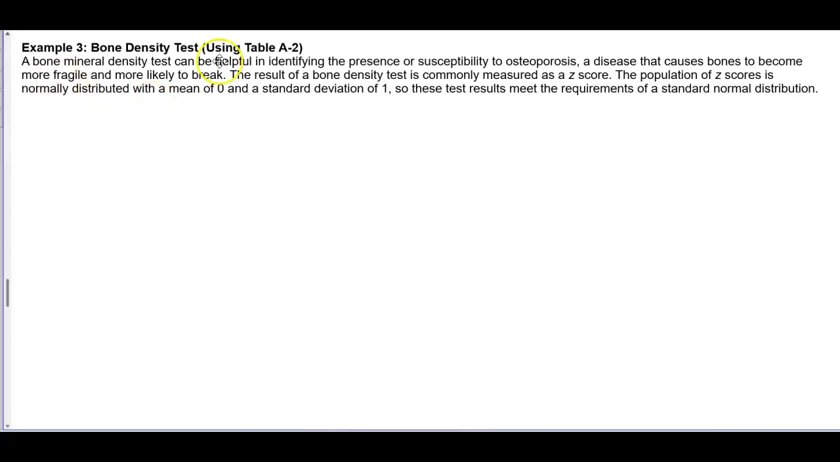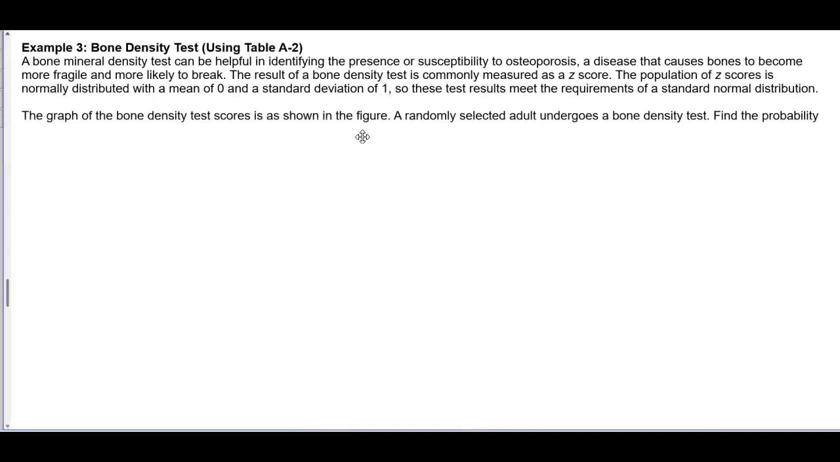The result of the bone density test is commonly measured as a Z-score. The population of Z-scores is normally distributed with a mean of 0 and a standard deviation of 1. So these test results meet the requirements of a standard normal distribution. Now, the graph of the bone density test scores is shown in the figure.